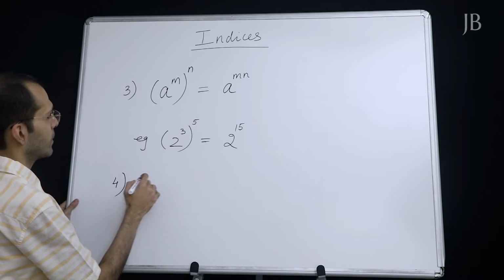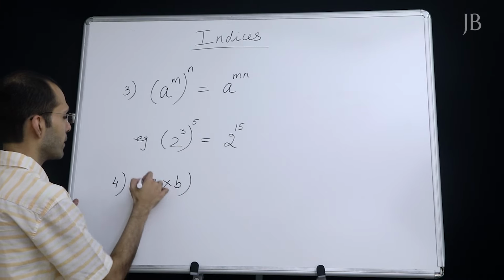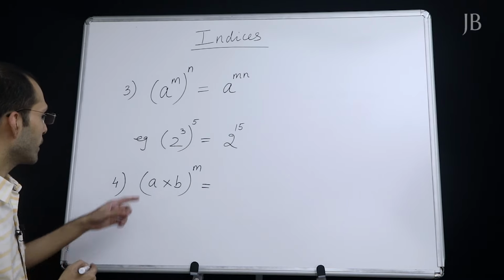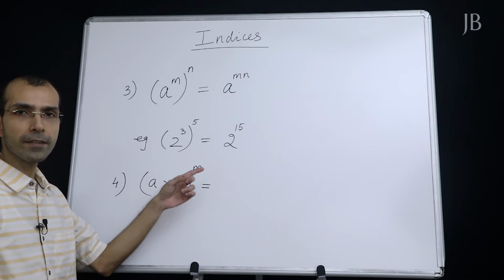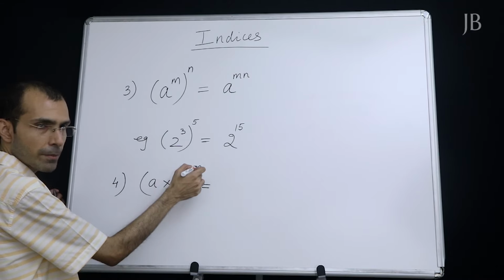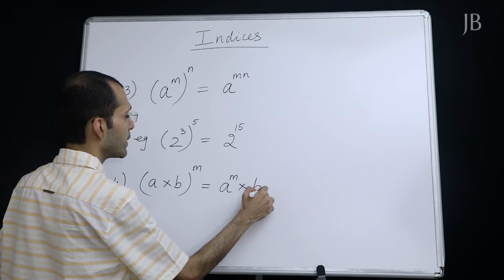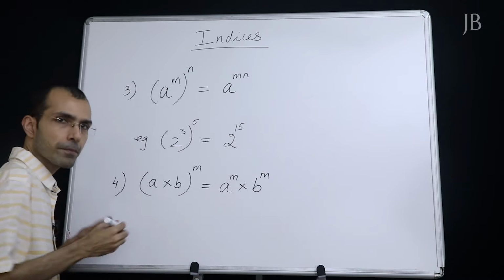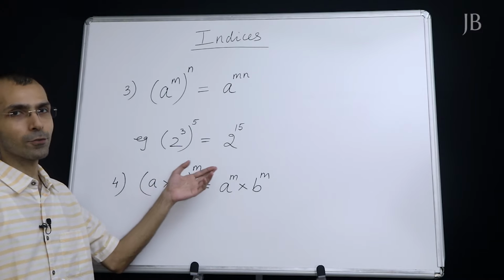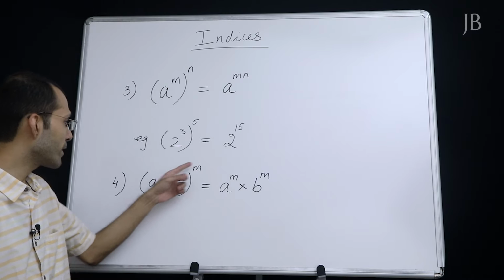Then next, a into b, the whole raised to m. So m will be given to the first term, m will be given to the second term. This will be a raised to m into b raised to m. Take care, this is not a plus b the whole raised to m. It is a multiplication sign. Then only the power can be given like this.